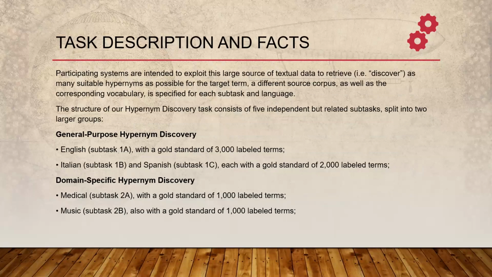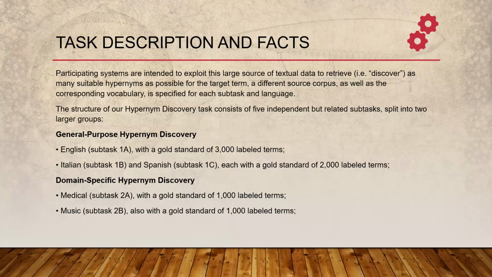Now, talking about the task, as I mentioned earlier, this task involves giving a target term, a different source, and related vocabulary for that domain or the general purpose, and then trying to find out the accuracy of finding the hypernym relationship. To make it generic, they divided it into 5 subtasks, 3 for general purpose hypernym discovery, and 2 for domain specific hypernym discovery, which are medical and musical.